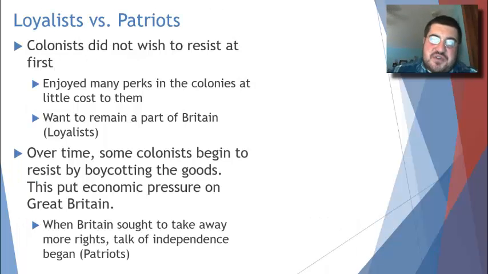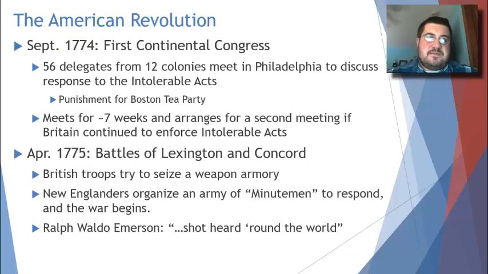And so we basically have two factions of people now in America: the loyalists, who do not wish to resist. They want to pay these taxes because they've got a pretty good life and they don't want to give it up. They've never had to really pay taxes before, but now they do, and basically they're paying their fair share, and they want to remain a loyal part of Britain, the loyalists. But some colonists begin to resist by boycotting these goods, and this puts economic pressure on Great Britain. And this talk of independence starts, and these people are known as patriots. So we have the loyalists versus the patriots.